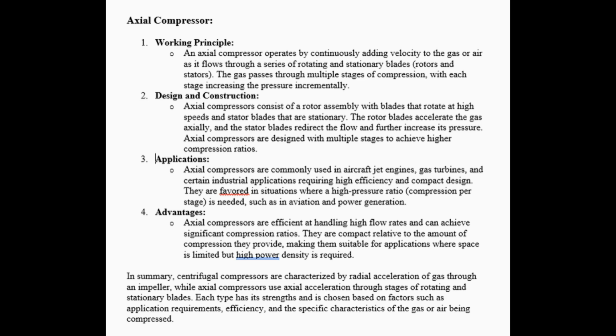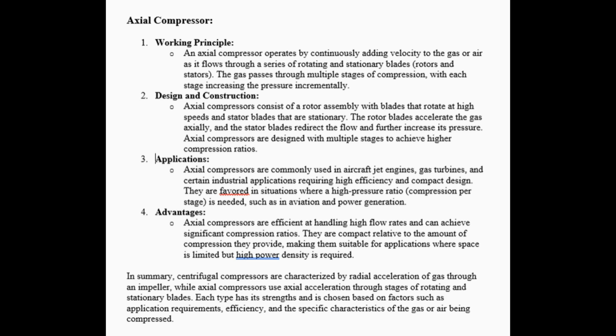3. Applications. Axial compressors are commonly used in aircraft jet engines, gas turbines, and certain industrial applications requiring high efficiency and compact design. They are favored in situations where a high pressure ratio, compression per stage, is needed, such as in aviation and power generation. 4. Advantages. Axial compressors are efficient at handling high flow rates and can achieve significant compression ratios. They are compact relative to the amount of compression they provide, making them suitable for applications where space is limited but high power density is required.